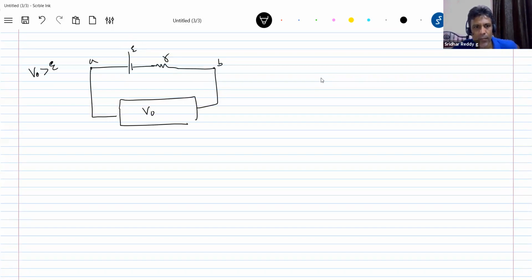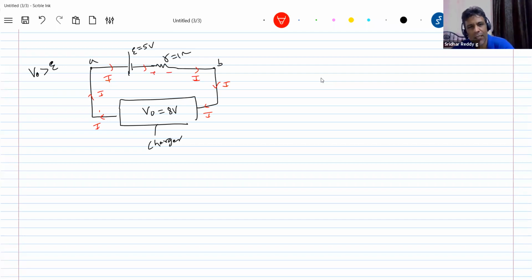So the EMF of the cell is 5 volt. This is 1 ohm. Here, the potential difference will offer us 8 volt. Let's assume that. So this is the charger. This circuit is a rechargeable cell. Now, which will be higher potential? This will be higher potential, so it will push current in this direction. This will be the direction of flow of current. This is a charger.